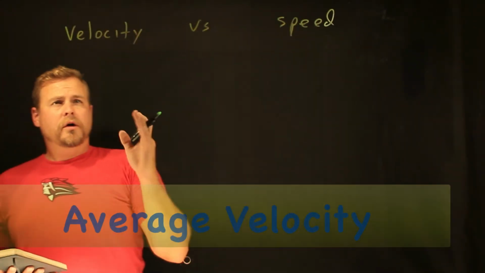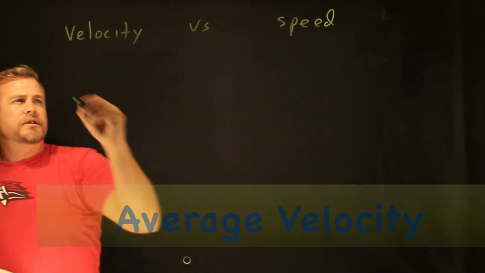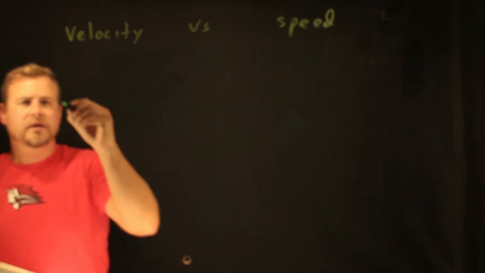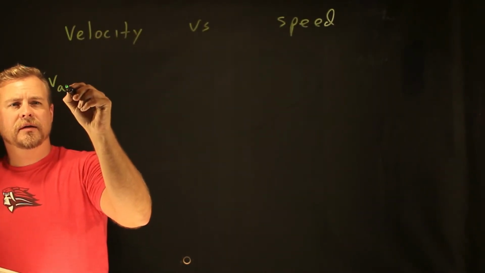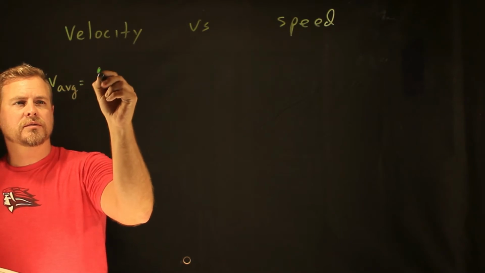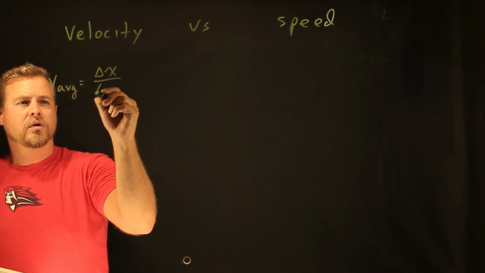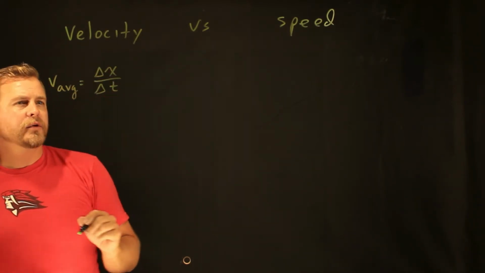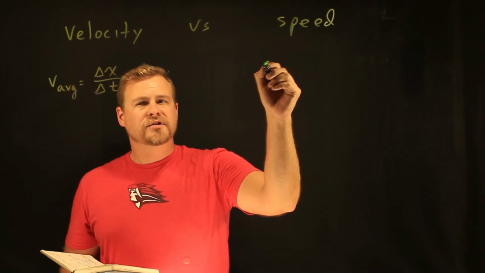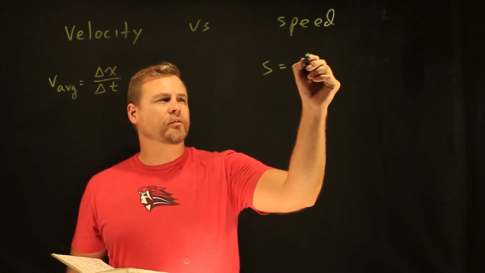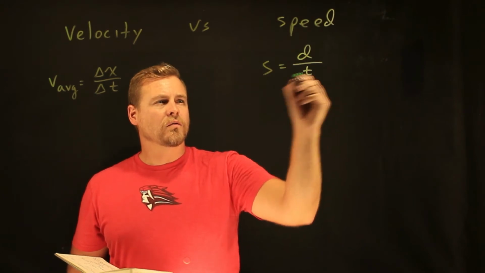Okay, so if we're talking about an average velocity versus an average speed, we would express that v average is equal to displacement over the time interval. And then average speed would be equal to the distance over time.